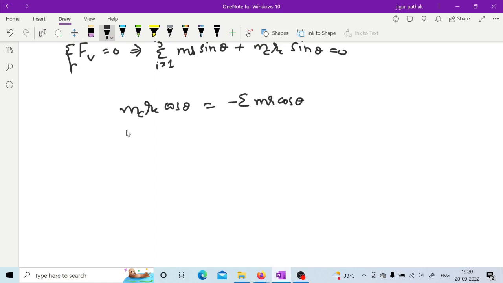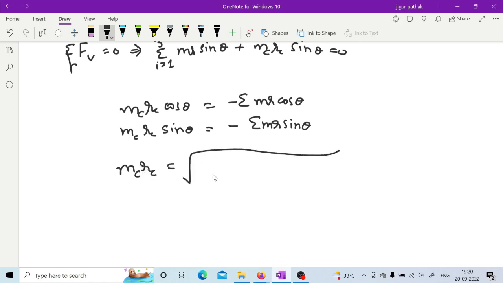I am not writing that 1 to 3 and all, now you can understand, or 1 to n, whatever we can write as per the given problem. Once you have this data with you, you can square and sum the above two equations in order to get the magnitude of this m_c r_c. Right, sigma m r cos theta whole square plus sigma m r sin theta whole square.